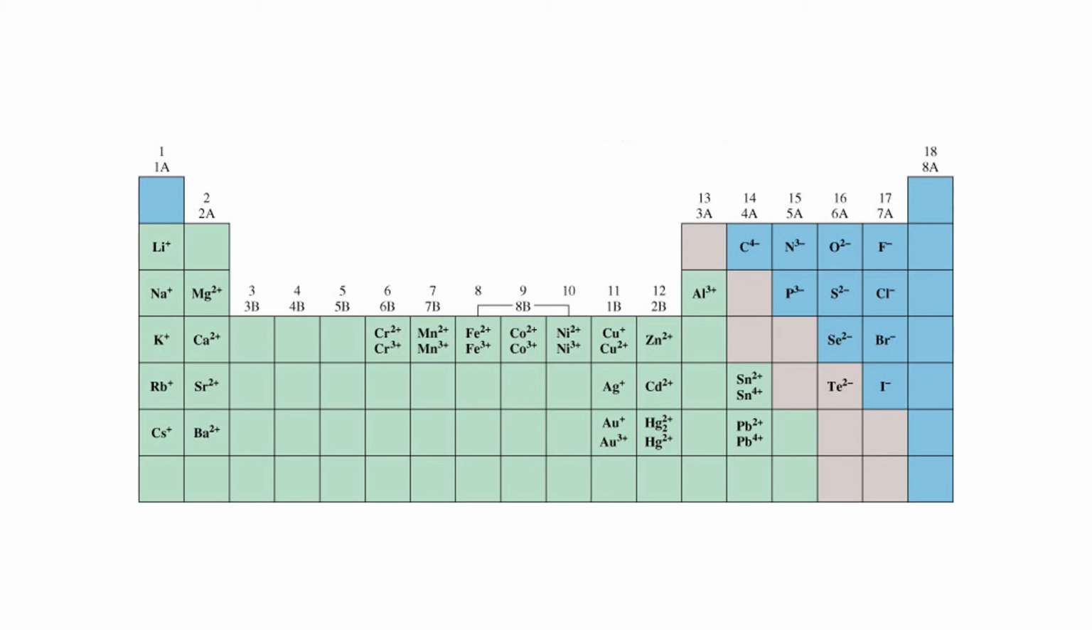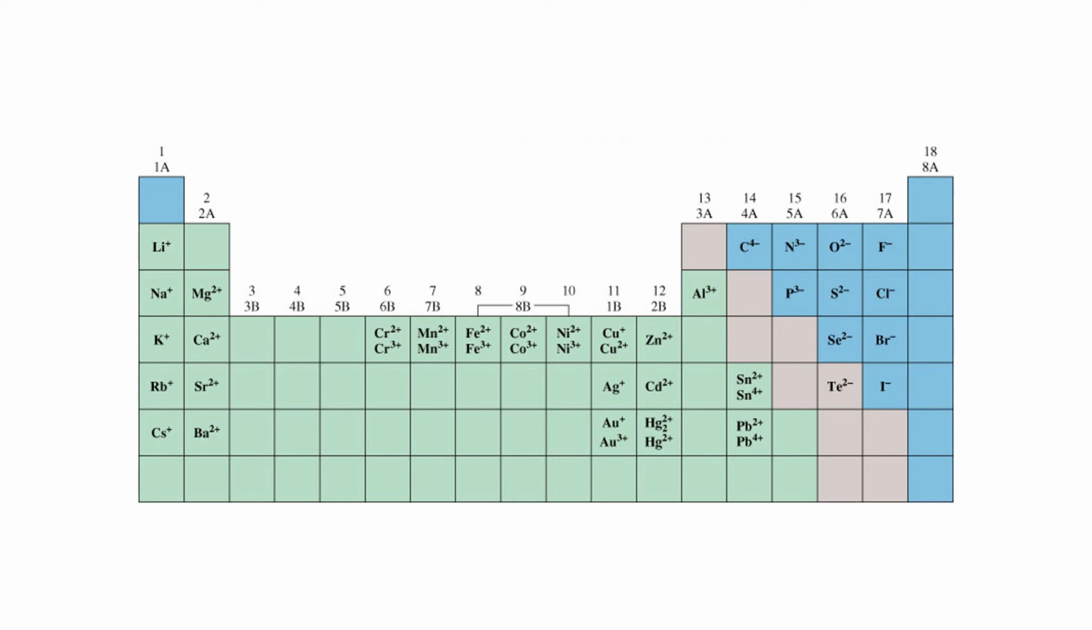So when it comes to naming ionic compounds that contain a transition metal, we have to indicate the charge on that metal. And we'll learn how to do that.